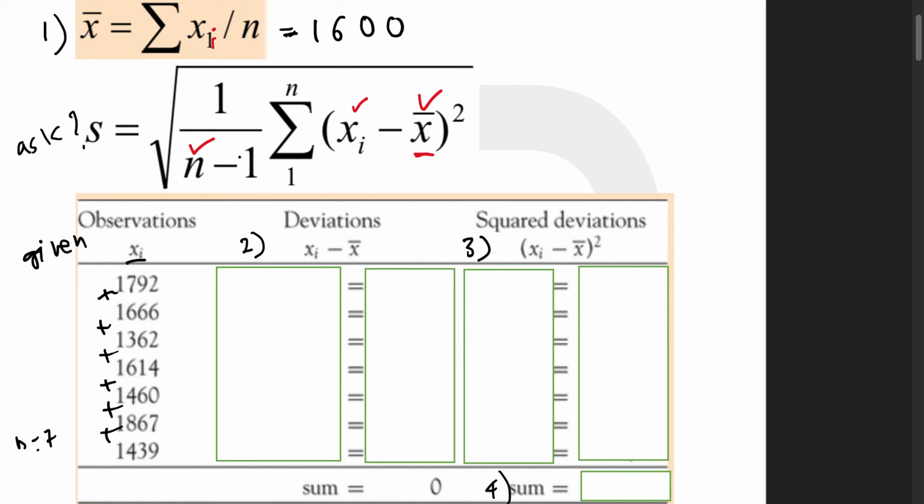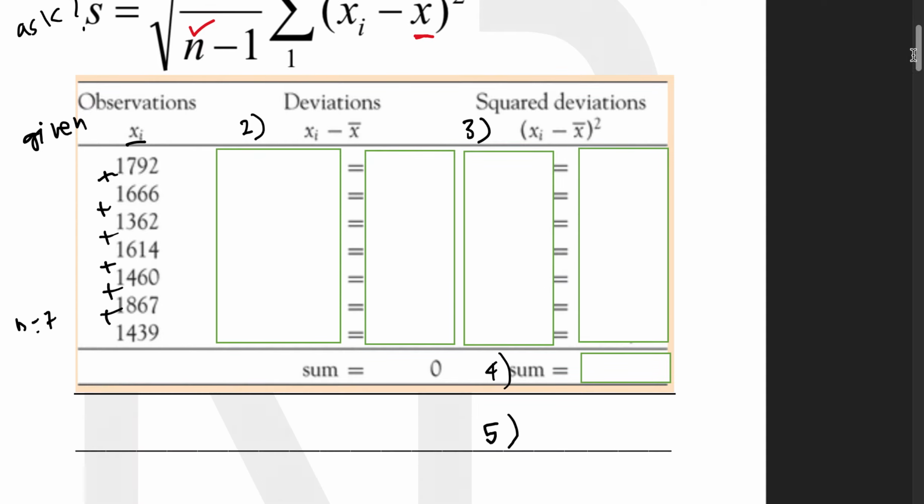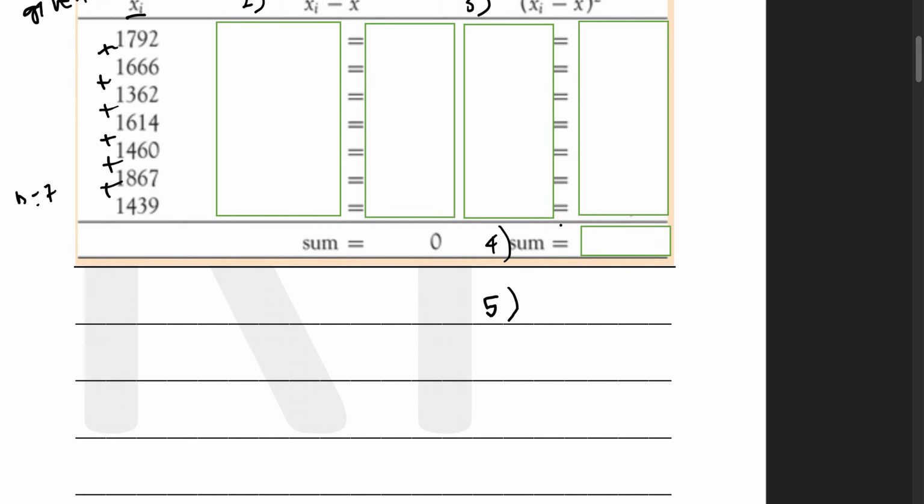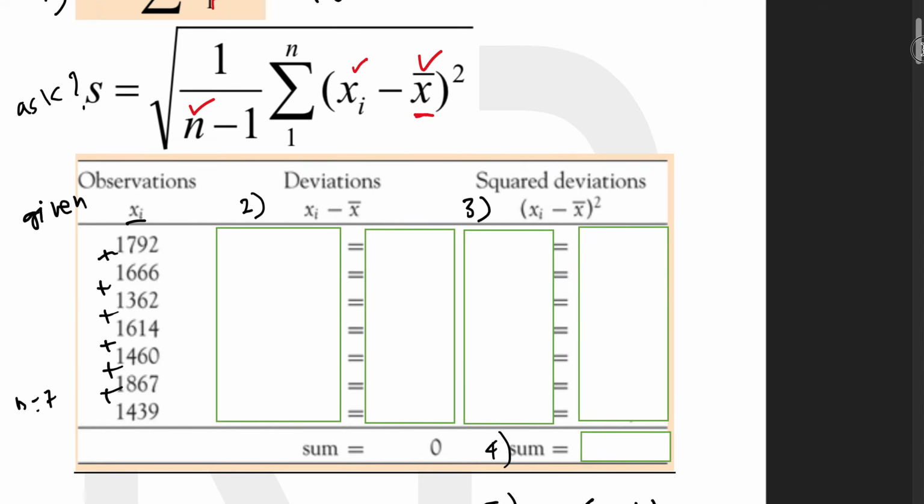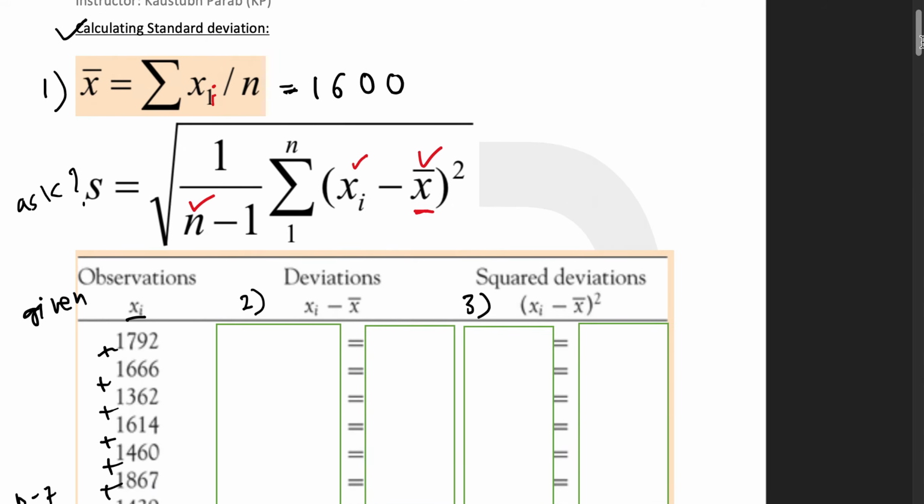So the only thing left is dividing that entire summation by n minus 1 and taking the square root. You can consider it as the same step, or you can also split it as a different step. So the fifth step is sum divided by n minus 1, which is, by the way, nothing but degrees of freedom. And then in the end, taking the square root of that entire term that you have calculated. So let's go over.